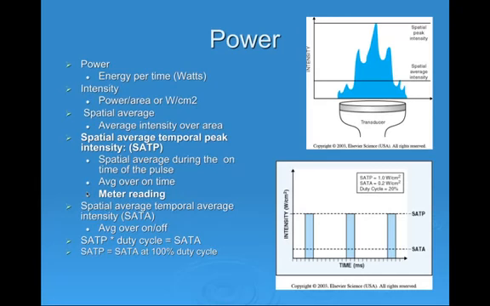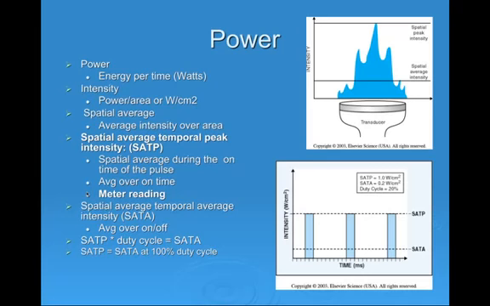Okay, so we can look at that intensity, though, in 2 different ways. And 2 different ways that they are defined as the spatial average temporal peak, or the SATP, and the spatial average temporal average, or the SATA. So the SATP is what we are reading off of our meters in most cases. So as you're turning that up, that's the spatial average temporal peak. And that's the spatial average, which is just the average intensity over the unit area during the on time of the pulse.